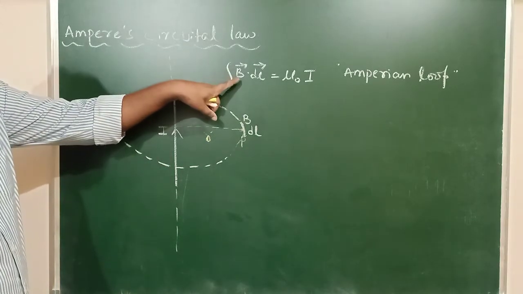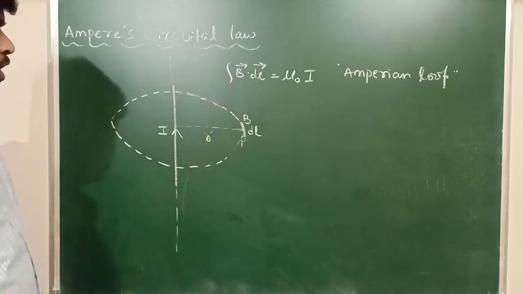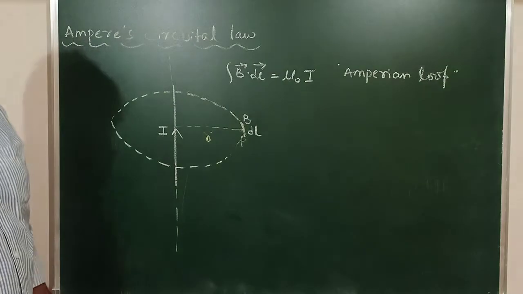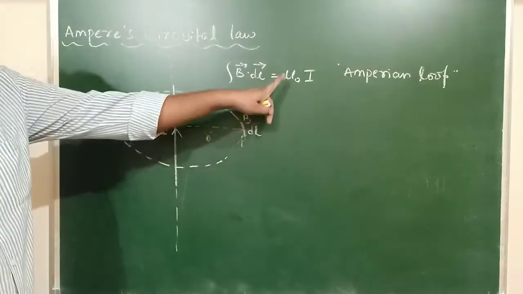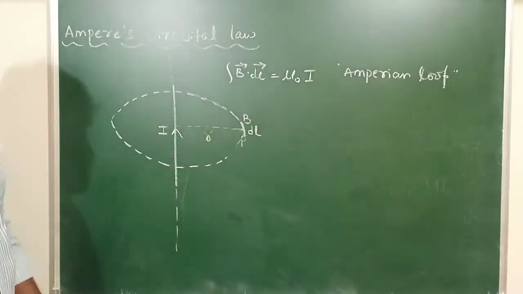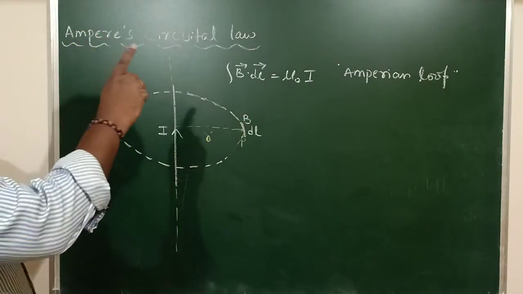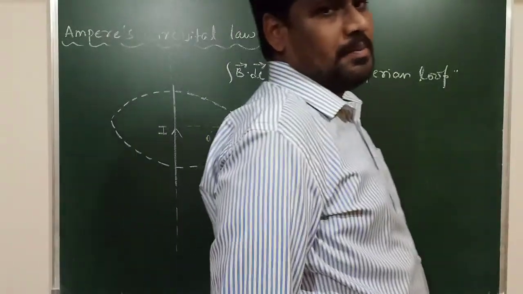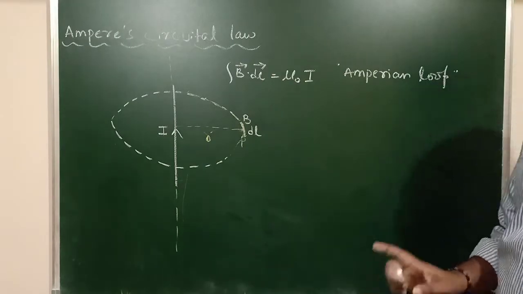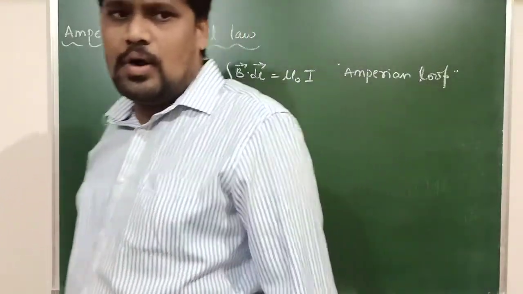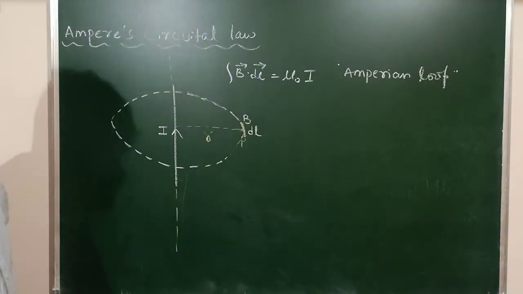The total sum of B dot dl over any closed Amperian loop should be equal to mu naught times the current enclosed by that loop. And this is called the statement of what? The Ampere's circuital law. Integration of B dot dl is equal to mu naught times I. This is the mathematical form of the Ampere circuital law. Then how are we framing the statement here?